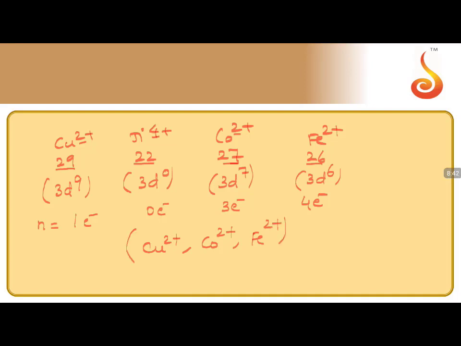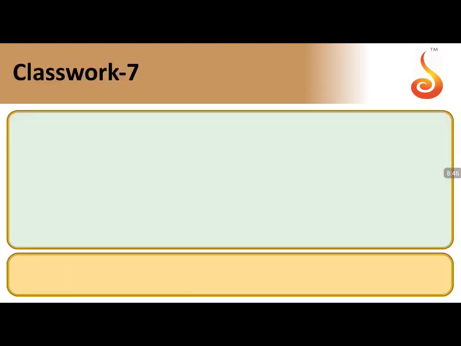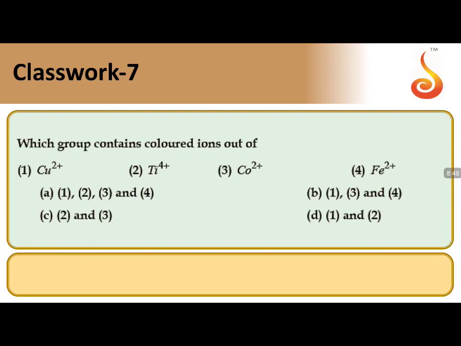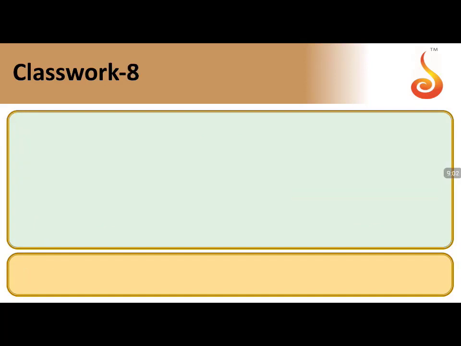Where do we find this? You find them in the options. Which option do we have? Copper, cobalt and iron. Titanium should not be there in the option. So A is eliminated. Titanium is there, so C is eliminated. Titanium is there, so D is eliminated. So eliminating these, the option left out is option B. So the answer should be option B.